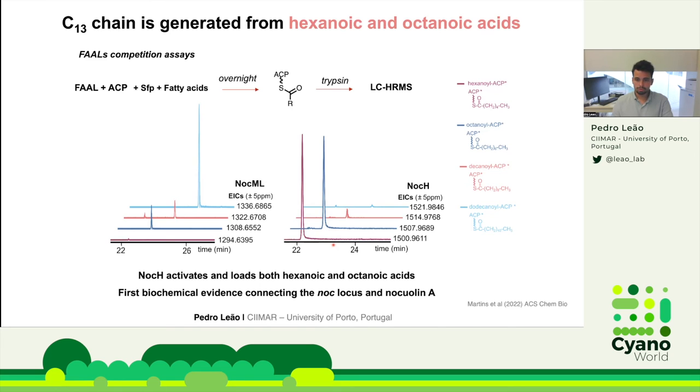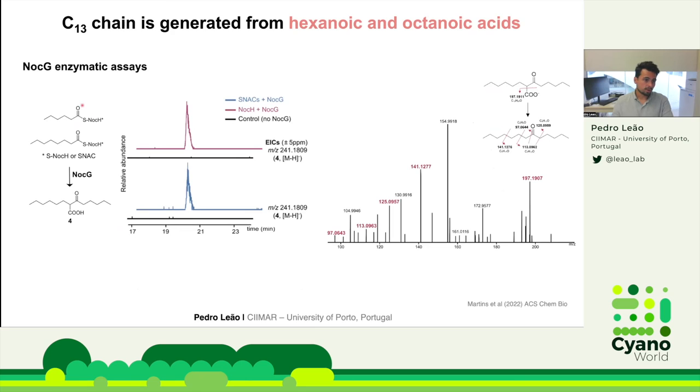So with that being shown, she generated this thioester, so NOC H connected to C6 and NOC H connected to C8, in vitro with an enzymatic assay. She also generated what we call ACP surrogates, which are versions that mimic the pantetheine arm that's connected to the fatty acid, just to make it easier to perform in vitro assays, but they sometimes perform as well as the actual fatty acid connected to the enzyme. But in both cases, she tested it and she put this together with NOC G, which is another enzyme, a ketosynthase, in her test tube, and she saw the formation of these molecules.